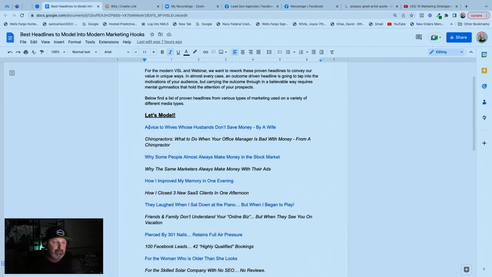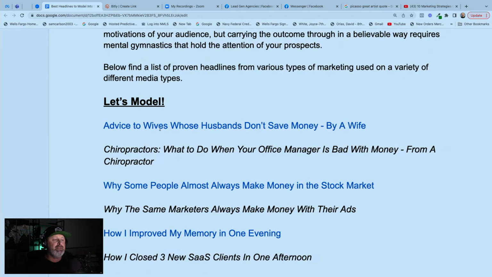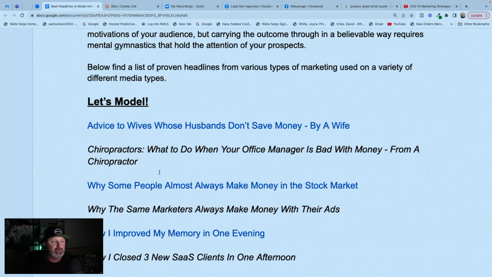So everything in blue is the proven angle. Okay. Advice to wives whose husbands don't save money. Buy a wife. All right, so I went ahead and adapted that. You can obviously see that particular headline was written for wives. So that's specific. And then they layer on the specificity by listing the type of husband that these women have. So there are people who do not know how to be thrifty.